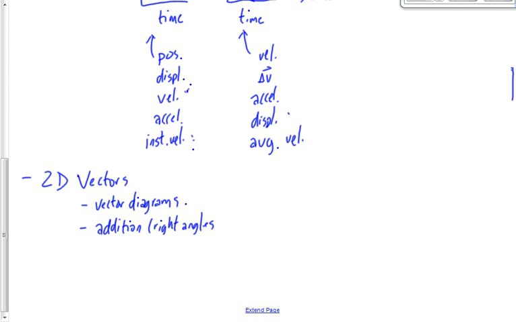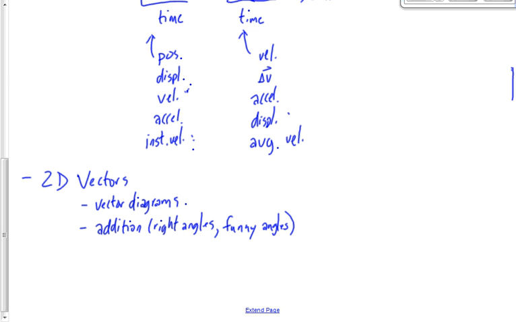If you've got funny angles, though, we don't like funny angles. So what you've got to do is get rid of the funny angles off to the side. Use sine and cosine to get rid of the funny angles, to get the x and the y components. Then add up all the x's and add up all the y's, and then draw your right angle triangle.